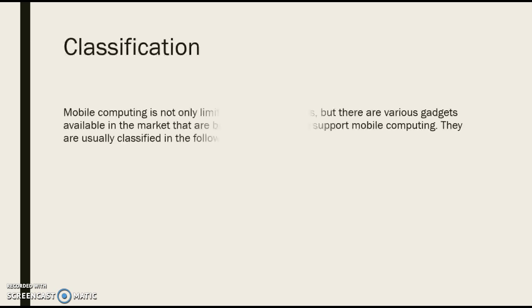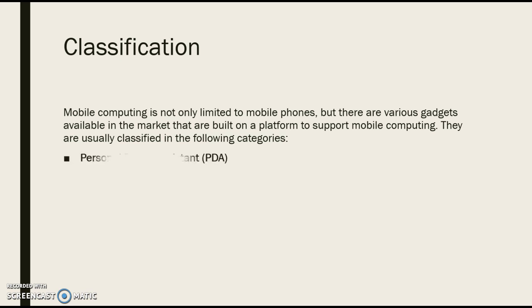For the classification, mobile computing is not only limited to mobile phones, but there are various types available in the market that are built on a platform to support mobile computing. They are usually classified into the following categories. First of all is the personal digital assistant, PDA. The second one is the smartphone. And the third one is the tablet, PC, and iPad.